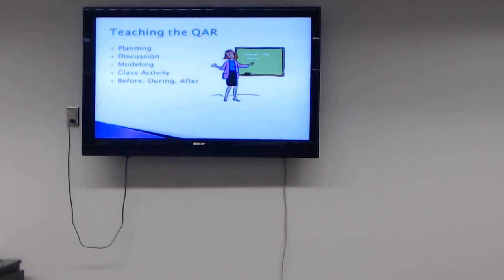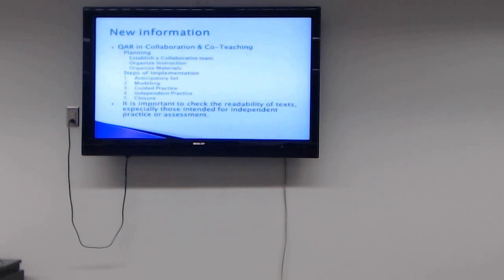Teaching the QAR. First, planning. Get your materials ready. Then discussion. This would be the before piece. Discuss what knowledge they already know. Model it during the activity, and then class activity. This kind of goes along with I do, we do, you do. First, I show you how to do it. Next, we do it together, and then last, you do it on your own.